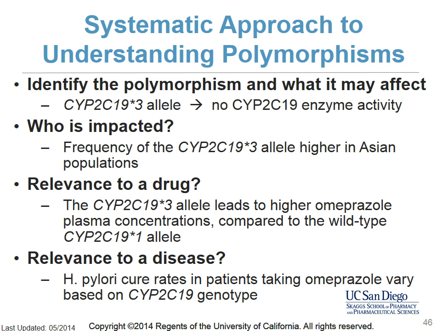The CYP2C19 *3 polymorphism, which abolishes CYP2C19 enzyme activity, is relevant to this case. Second, identify which patients are likely to be impacted. The frequency of the CYP2C19 *3 allele is higher in Asian populations than in others. Third, determine the relevance of the polymorphism to a specific drug. The CYP2C19 *3 allele leads to higher omeprazole plasma concentrations compared to the wild-type allele. Fourth, consider the relevance of the polymorphism to a disease. H. pylori cure rates in patients taking omeprazole vary based on CYP2C19 genotype.